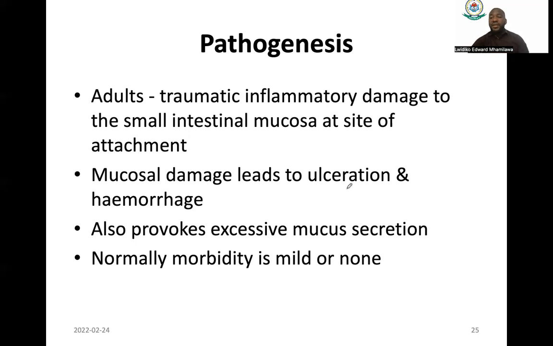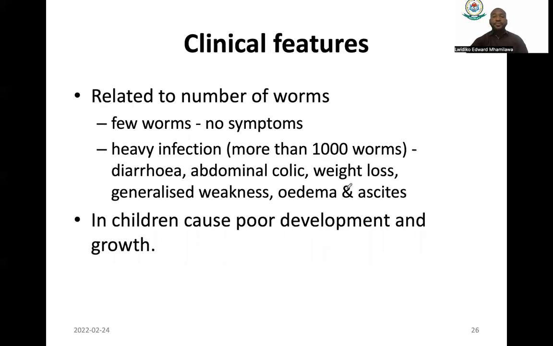But normally the morbidity is mild, or you can have no morbidity with mild infections. But now with a severe infection, since it's a large parasite, it can lead to that infection. And then it also depends on the number of worms, and heavy infection can lead to, as I said, diarrhea, abdominal colic, weight loss, generalized weakness, and edema, and in children can lead to failure to thrive and poor development.